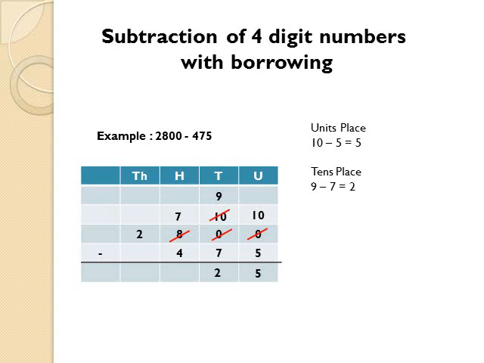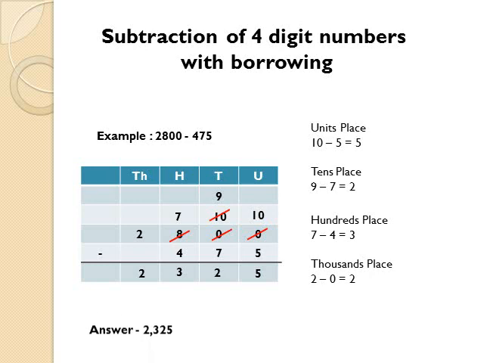See the digits in hundreds place. 7 minus 4 is equal to 3. So write 3 in hundreds place. And thousands place. 2 minus 0 is equal to 2. So write 2 in thousands place. And you will get answer 2325.